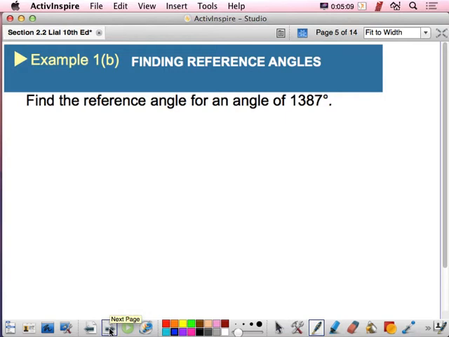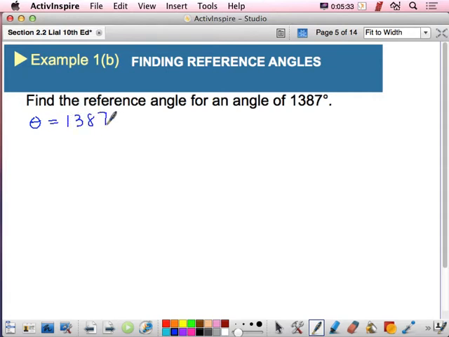Let's find 1,387 degrees. Let's find its reference angle. Well, first off, that's way too big. I don't even know what quadrant that's in. So what do I have to do first? Subtract 360. Subtract 360 until I bring it down small enough to find a coterminal angle that is between 0 and 360. So I start with 1,387.